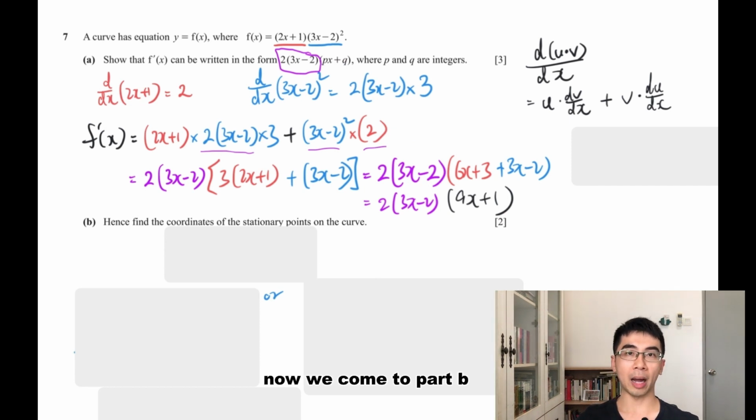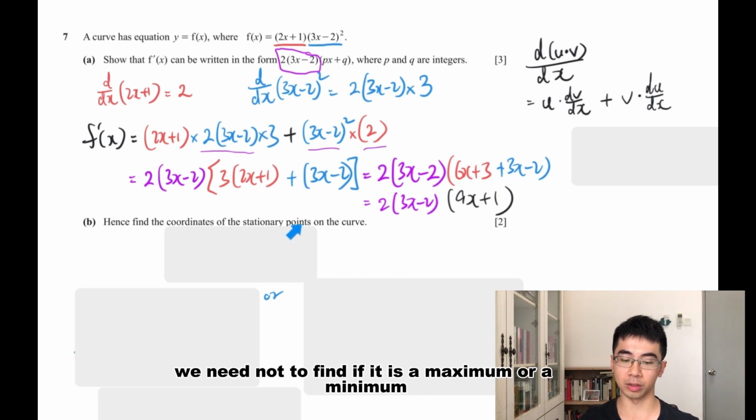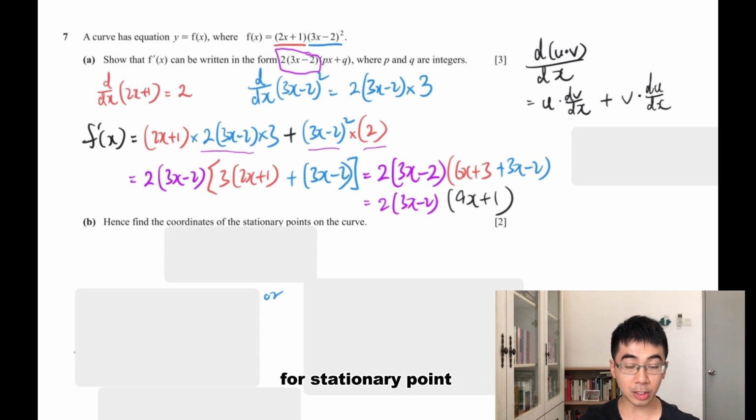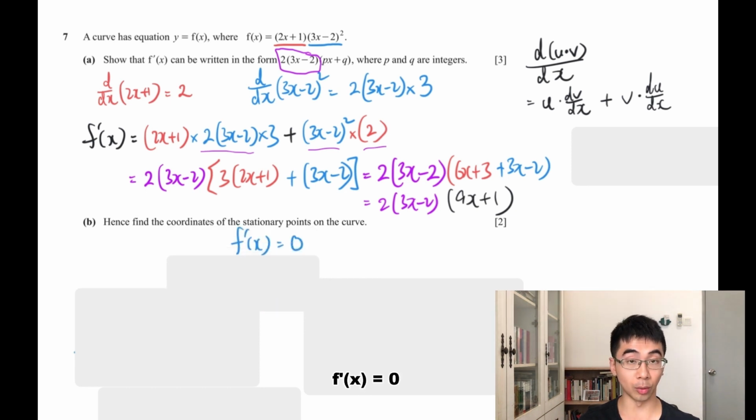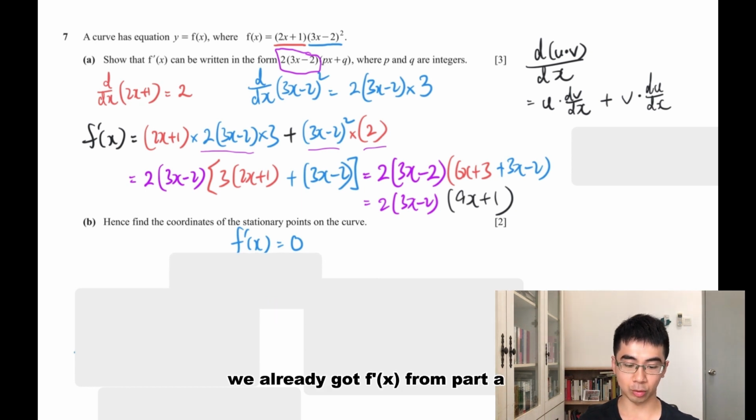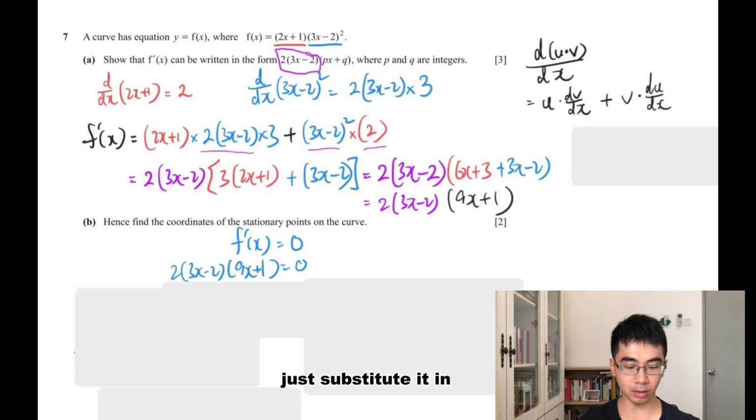So we come to part B. We need to find the coordinates of the stationary points on the curve. So here, just the stationary points. We need not find if it is maximum or minimum. So for a stationary point, the f prime of x must be equal to 0. So we just get f prime of x from part A. So just substitute it in, the whole thing will be equal to 0.